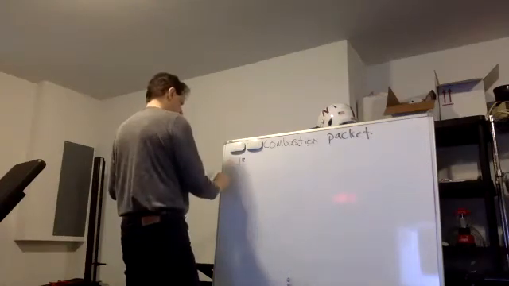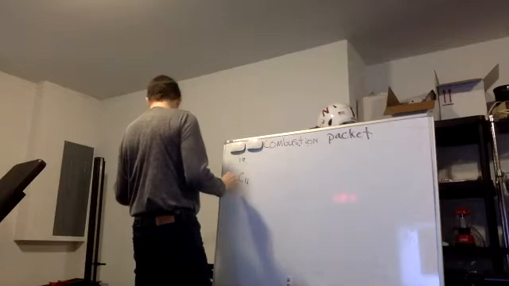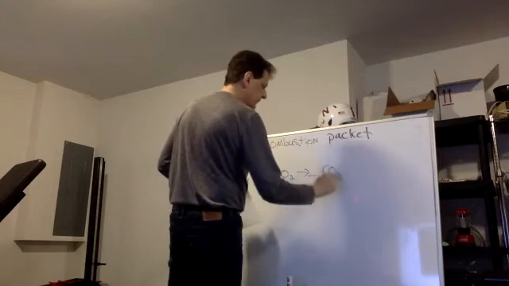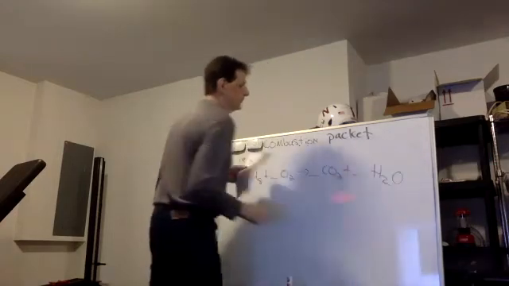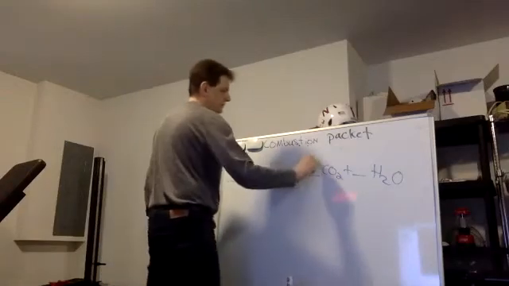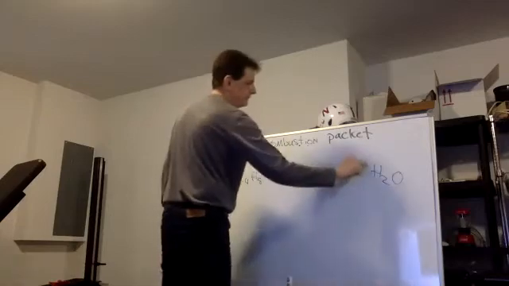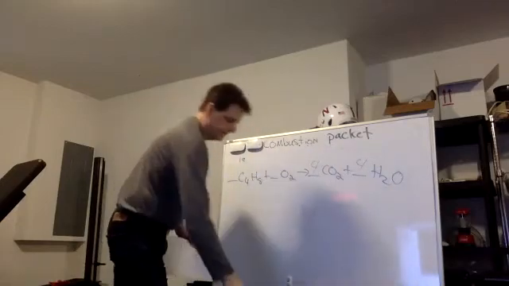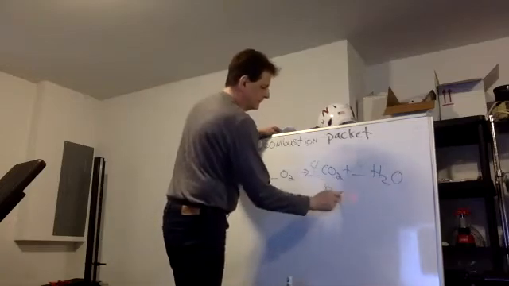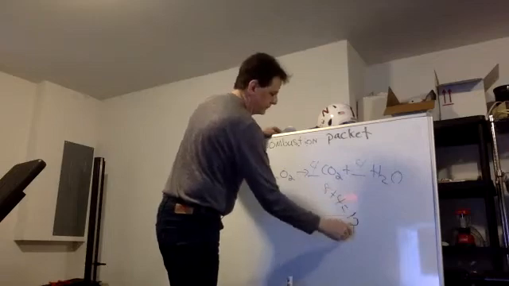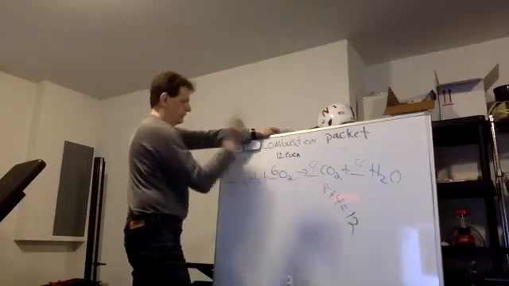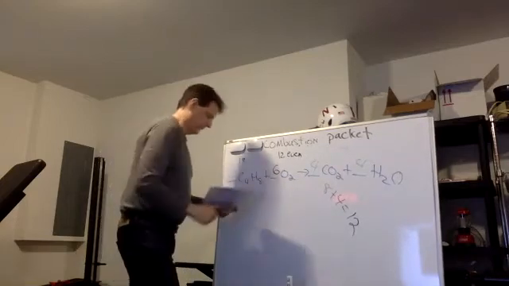Number 19, C4H8 plus O2 to CO2 and H2O. Same attack: 4 carbons, 8 hydrogens, 4 times 2 is 8. So we go ahead and do our O count. 4 times 2 is 8, 4 times 1 is 4. 8 and 4 is 12. 12 is even. Nothing in the hole. 2 goes into 12 6 times, and we're done.